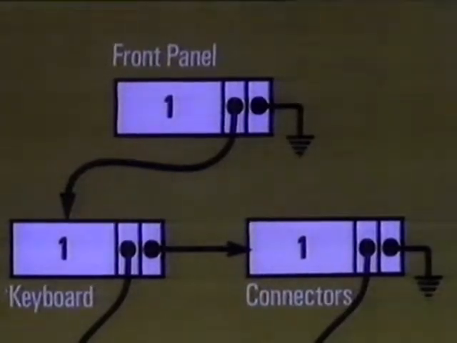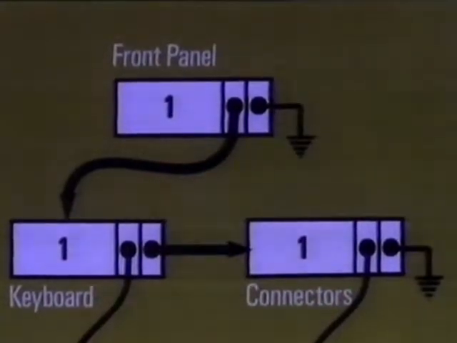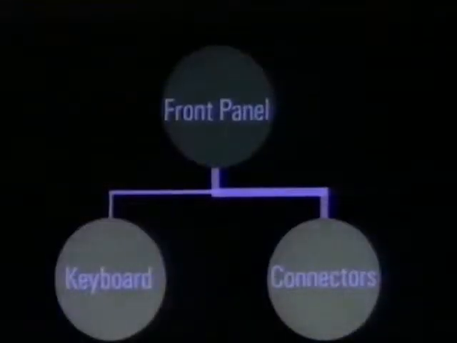So that's how this part of the structure is stored. To get from the front panel to the connector record, we need to follow the down pointer to the next level and the across pointer to the correct record. The computer uses these two pointers to represent this link in the abstract tree.